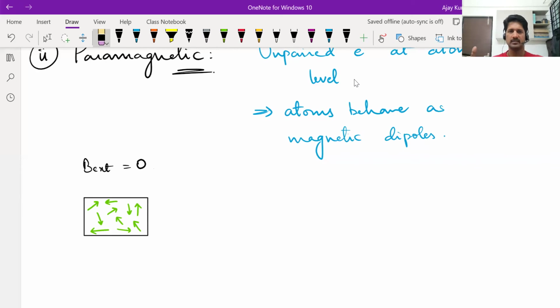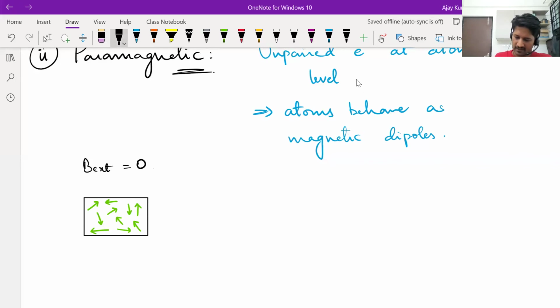You have a huge collection of vectors which are randomly aligned. What will be the resultant of all those vectors? It will be zero. Why will there be a preference to a particular direction? They are randomly aligned. None of them have any preferred direction of alignment. So the net dipole moment will be zero.